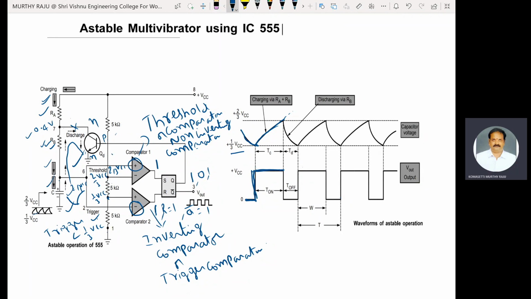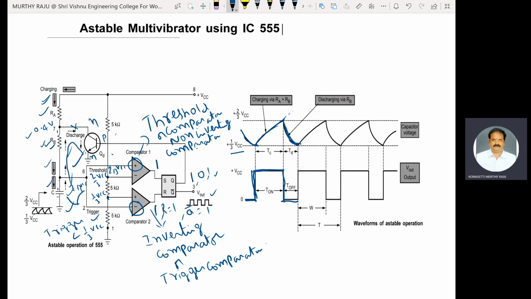QD is driven into saturation mode. Here, between 0.4 volts and 0, capacitor C and RB are there. The capacitor discharges, and the path is shown in the figure. Whenever Q is high, Q dash is low, and the capacitor discharges like that, as shown in the figure.